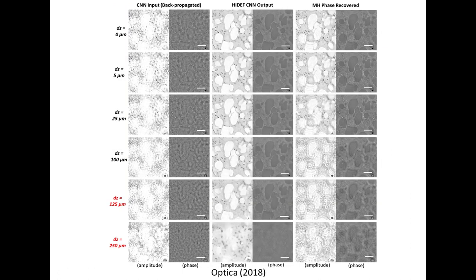This also works for tissue samples. It's shown here. This is a connective tissue sample. The neural net works very nicely over 0.1 millimeter in one direction, whereas standard physics-based reconstructions quickly get out of focus as you defocus the sample.